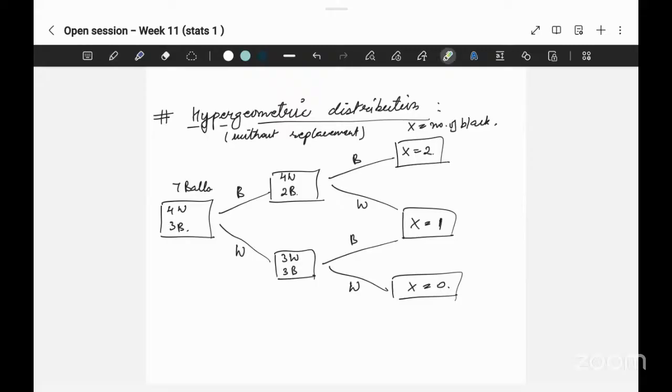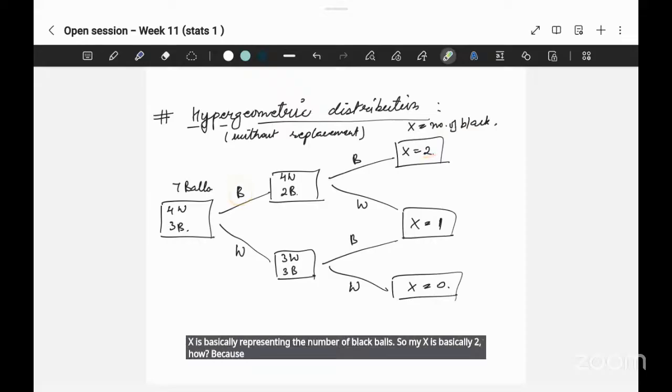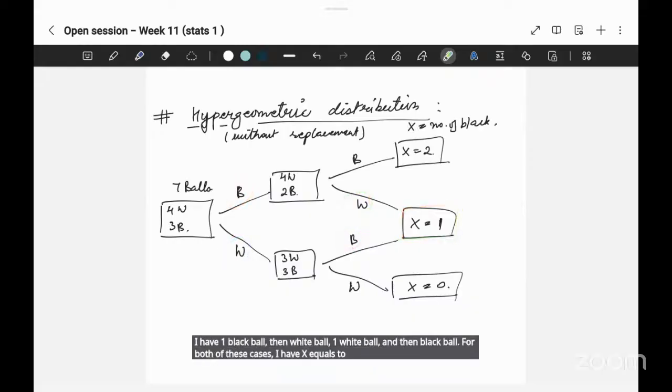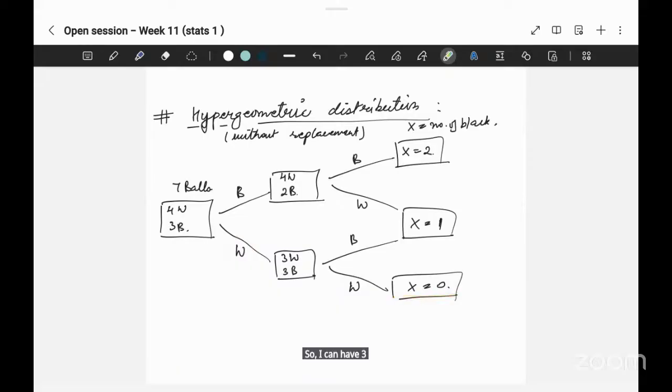X is basically representing the number of black balls. So my X is 2. How? Because in the first trial I took out one black ball. In the second trial also, I took out 1 black ball. So in short, I have 2 black balls. Similarly, in this case, I have 1 black ball, then 1 white ball, and then a black ball. For both of these cases, I have X equal to 1. That means I have only 1 black ball. In the last case, in both of the trials, I'm just taking out 2 white balls. That means I don't have any black ball. So X can take 3 values, which are 0, 1, and 2. Yes or no? Yes, ma'am.